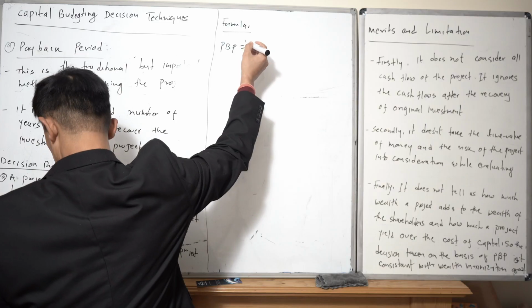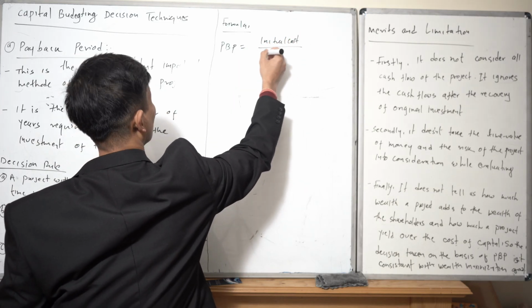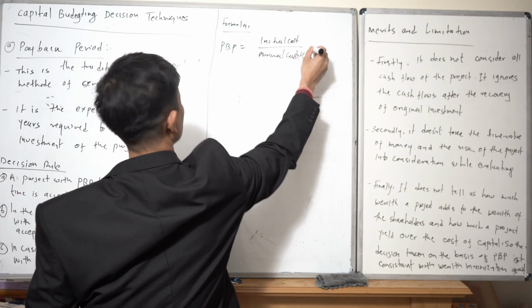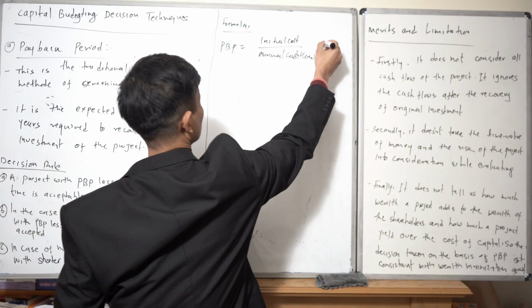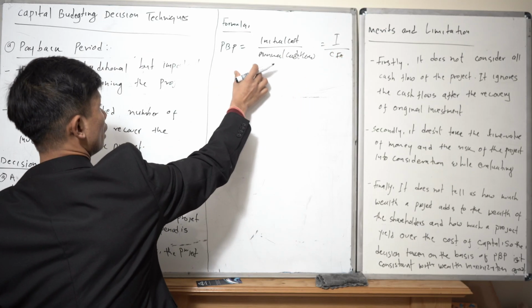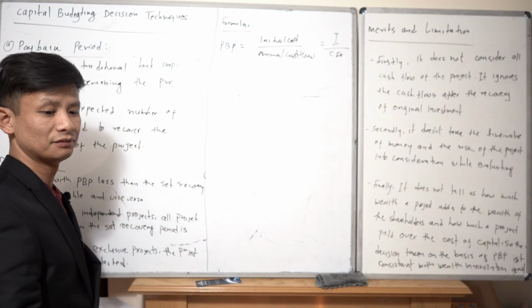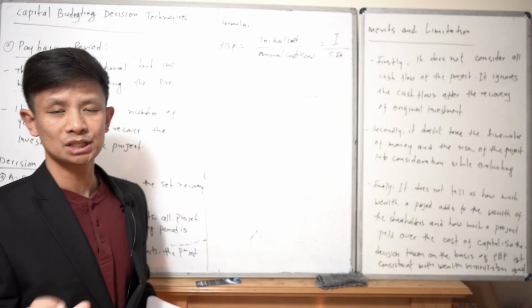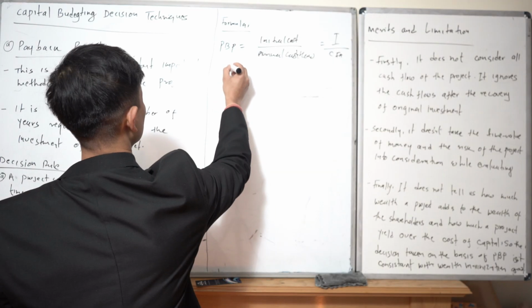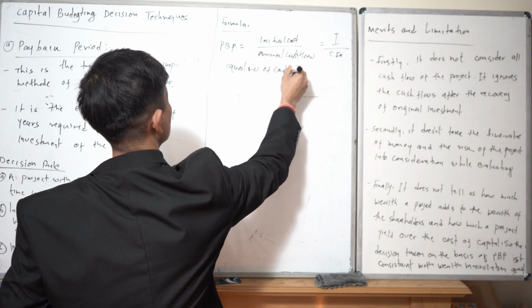Now let's have a look at the formula. Payback period is equal to initial cost divided by annual cash flow, or I divided by CFA. This is in the case of equal cash flow for each year. For example, there is a 10,000 cash flow for the coming five years. This is for equal cash flow.